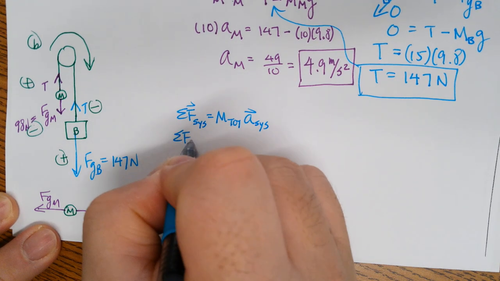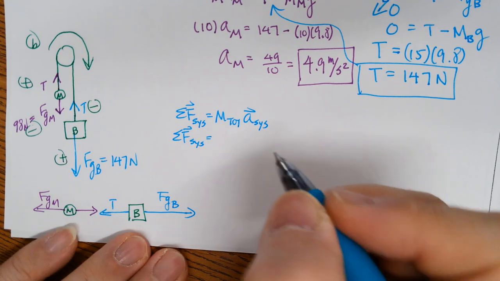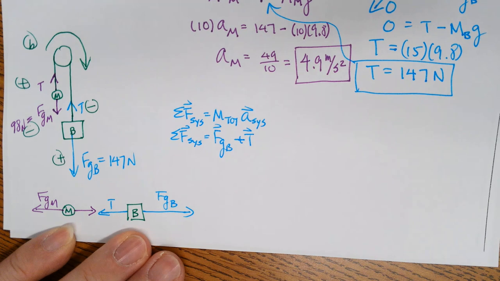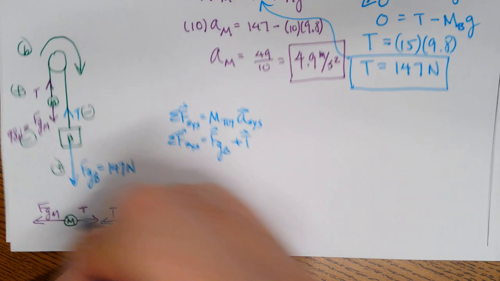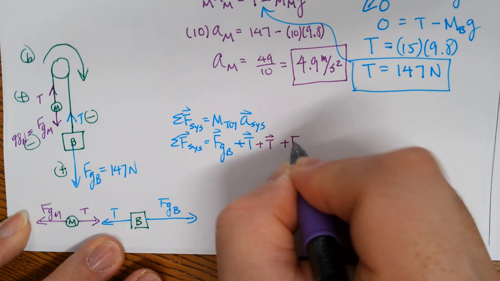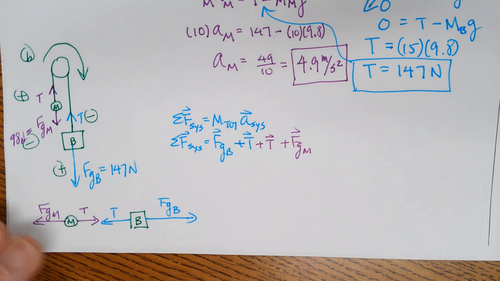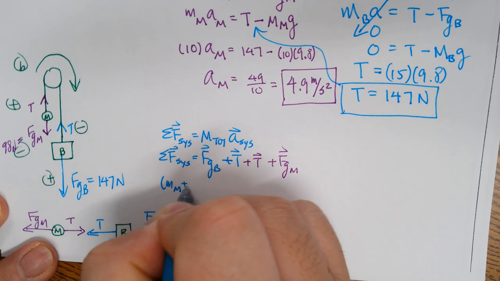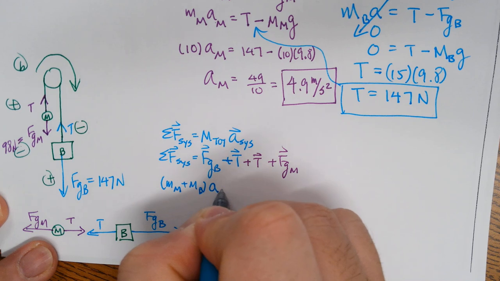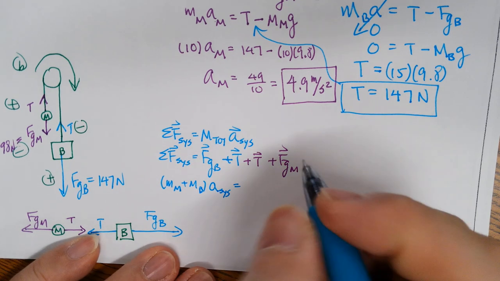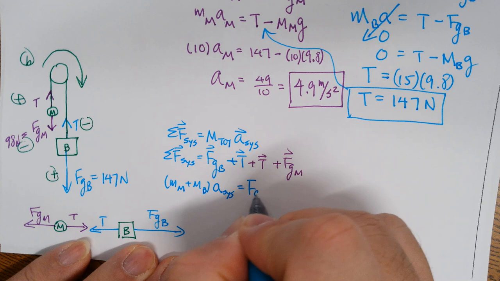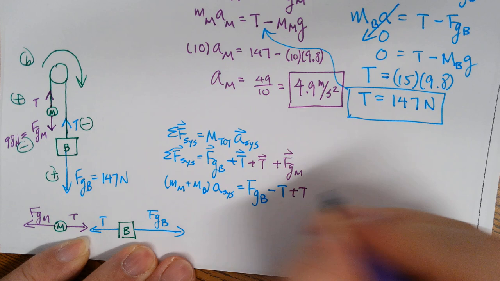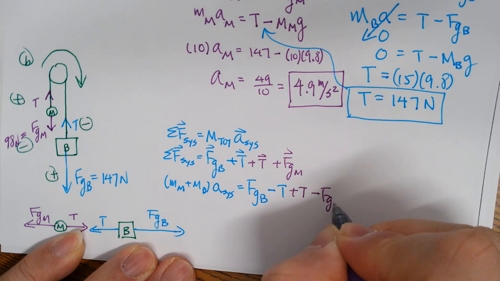So, the sum of all forces for the whole system is equal to Fg box plus tension plus Fg monkey. So M total, which is the mass of the monkey plus the mass of the box, times the acceleration of the system is equal to, right, Fg box is positive, minus tension, minus Fg monkey.